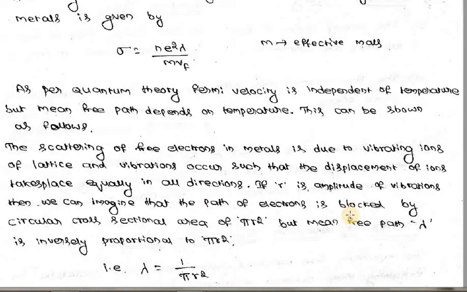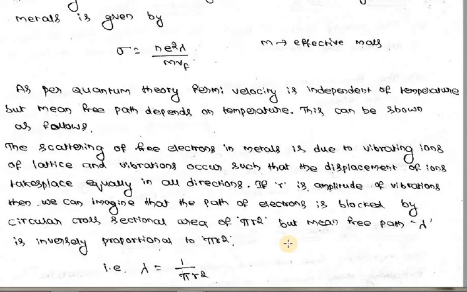Okay, if r is the amplitude of vibrations, we can imagine that the path of the electron is blocked by the circular cross-sectional area pi r square. Just consider that r is the radius of that circle, whatever area it is tracing, that is a circular path. If you imagine small r is the radius of that circle, pi r square represents the area covered by that circle. The atom is vibrating in a circular path, and that area we take as pi r square. Here r represents the radius of that circle. Okay, the area of the circle is pi r square.